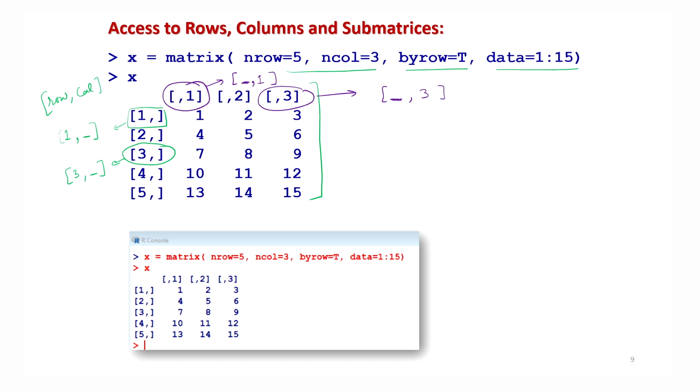Right. And on the other hand, as I told you earlier, if you want to access any particular element, suppose I want to access this 11. So 11 is lying at the intersection of the fourth row and second column, like this. So this is how it is going to be addressed. So these are the addresses.